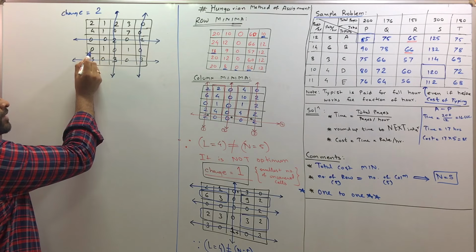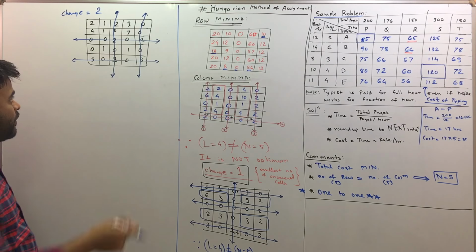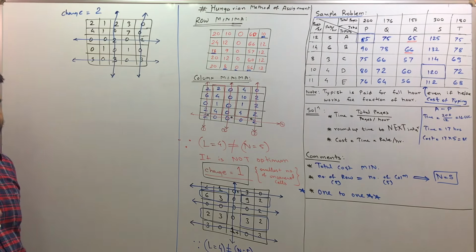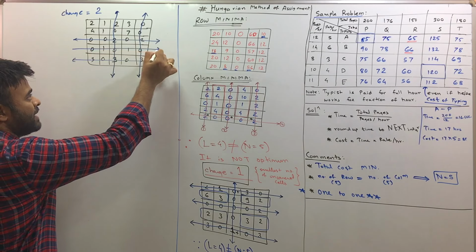So let me cover that 0. And it's completely my choice. I can draw a vertical line and cover it, or horizontal line and cover it. It's completely up to me. So let me cover it like this.